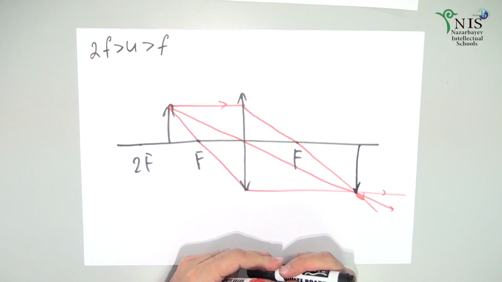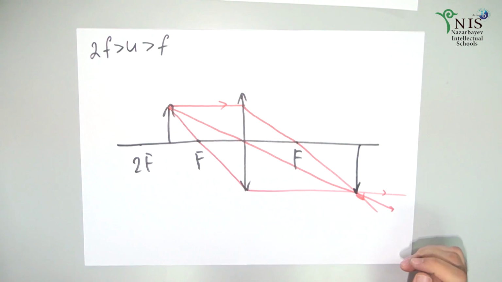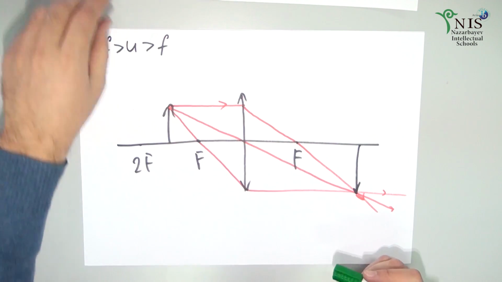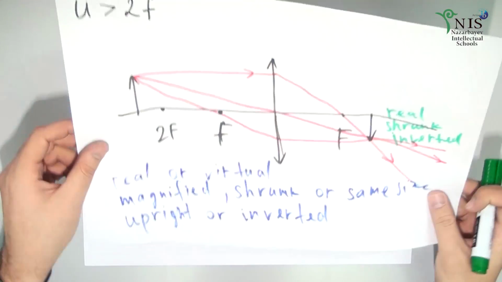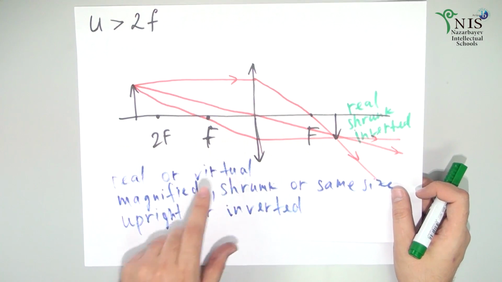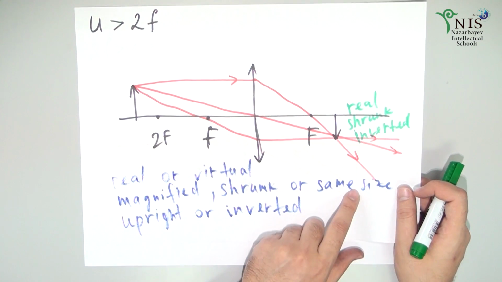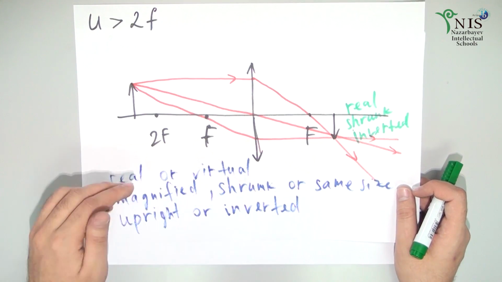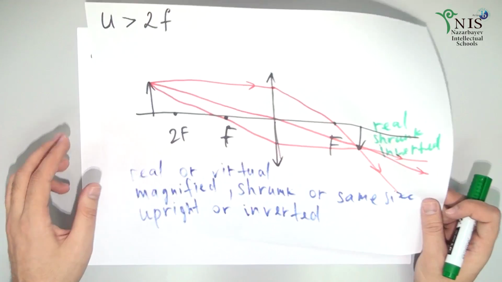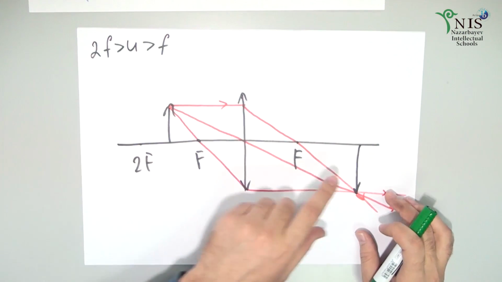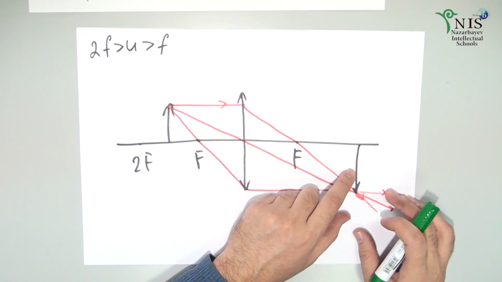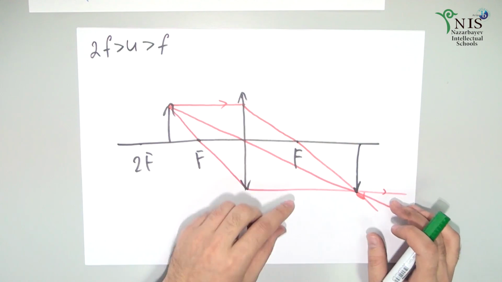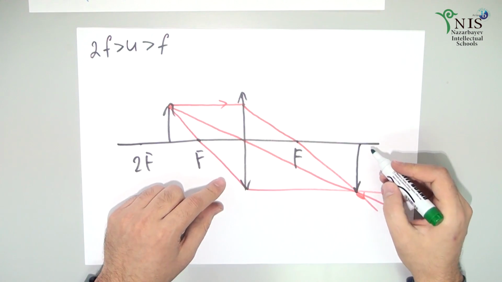So let's list characteristics of image. Is it real or virtual? Is it magnified, shrunk, or same size? Is it upright or inverted? We need to represent image by one word per line. So, is it real or virtual? It's real because it's located where rays intersect themselves. This is a real image.